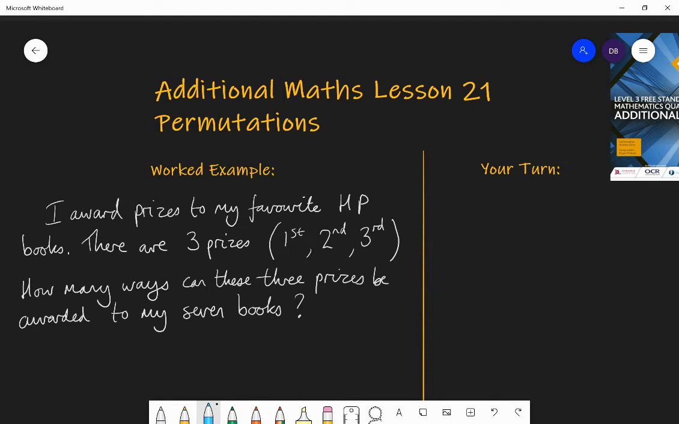Today we're going to be looking at permutations. This is an extension to lesson 20, so you must have watched lesson 20 because you will need that information to be able to use it in this lesson.